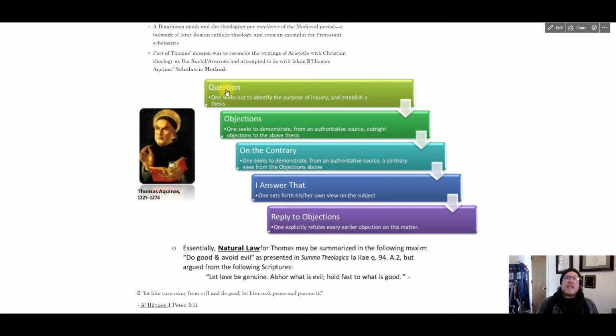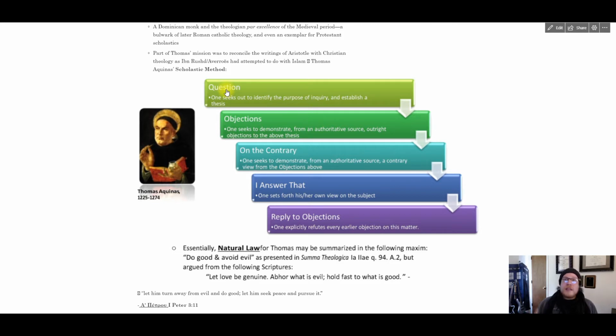And then he does his responsio, or the I answer that. In the I answer that, Thomas is telling you exactly what he thinks. So for our purposes, that's going to be the most important part. When you're reading the objections, that's not really Thomas's view. That's him coming up with what an opponent might say to his view. And then finally, he replies to the objections, where he says, here's what I would specifically say to those particular objections.